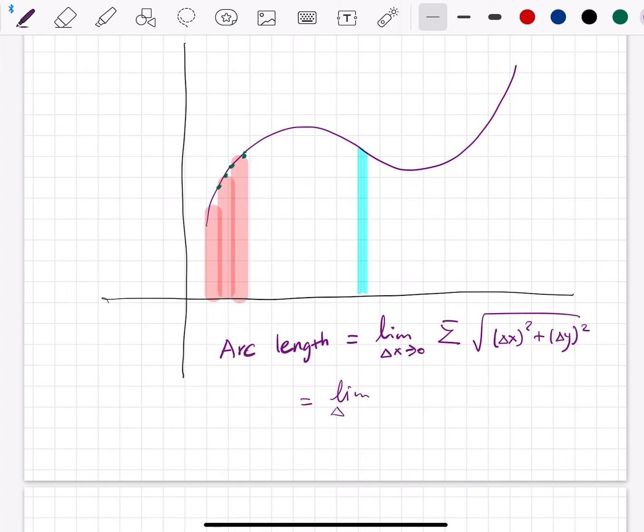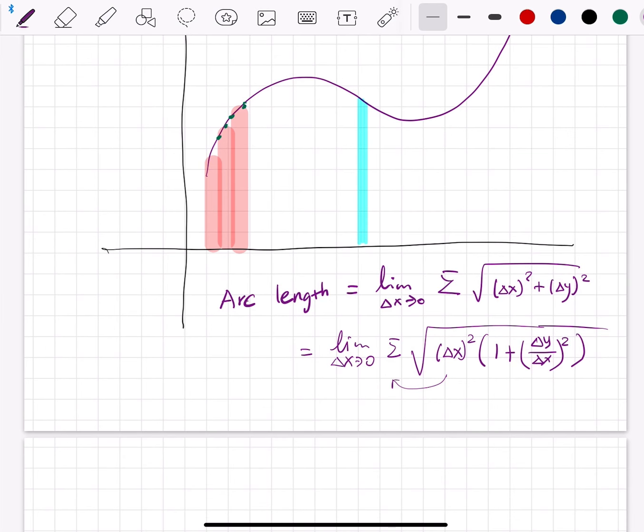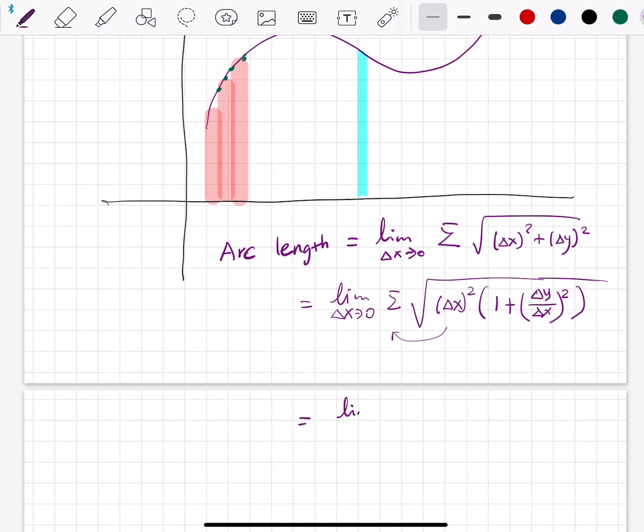What I can do is factor out the square root of delta x squared. Then inside it is going to be 1 plus delta y over delta x, squared. We can put this one out to get the limit of the summation of delta x times the square root of 1 plus delta y over delta x squared.